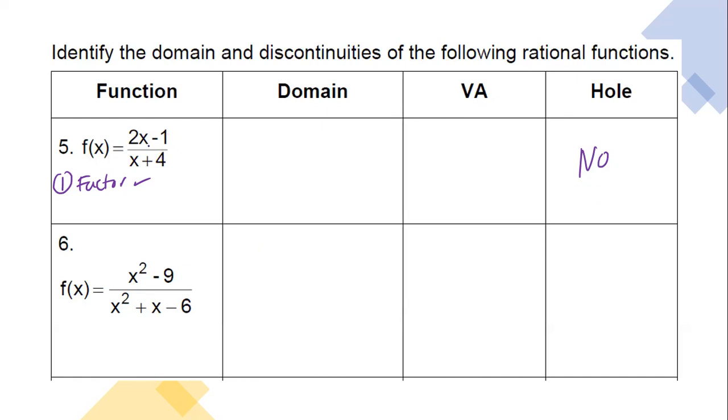Okay. Vertical asymptote. Your vertical asymptote comes from your factor in your denominator. What is our factor in our denominator? Our factor is x plus 4. And you set that equal to 0, and that's how your vertical asymptote is determined. So what is our vertical asymptote? X equals -4.